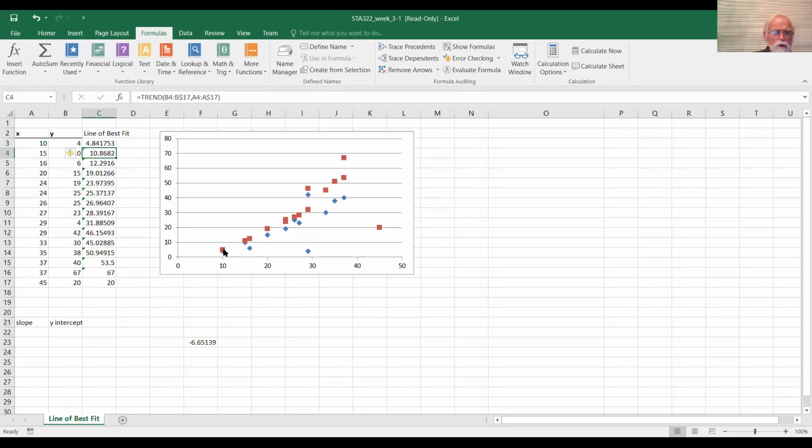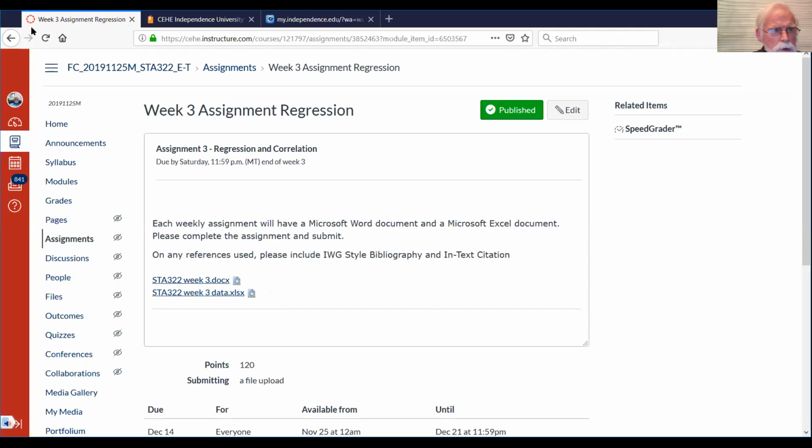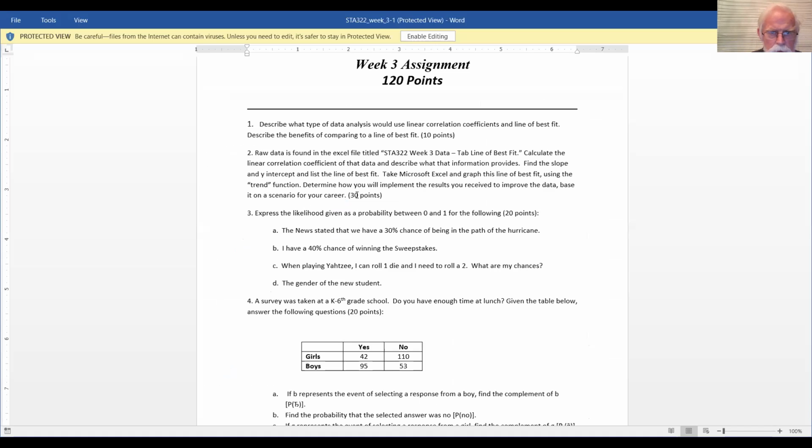So I'm doing this to show you why you don't want to mess with the trend, but what I really want you to do is give me a slope and a y-intercept. So let's go back to that question again, back to the assignment, the written assignment. Let me find it. It's week 3. So it tells you to use the trend.